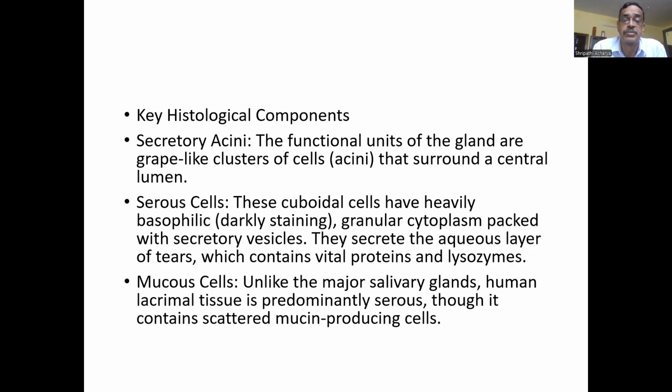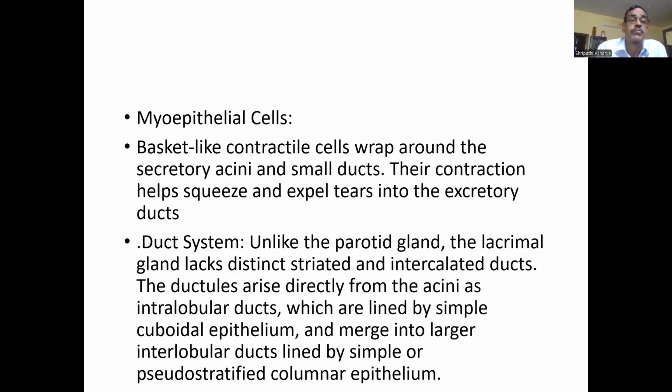Mucous cells. Unlike the major salivary glands, human lacrimal tissue is predominantly serous, though it contains scattered mucin producing cells. Myoepithelial cells. Basket-like contractile cells wrap around the secretory acini and small ducts. Their contraction helps squeeze and expel tears into the excretory ducts.